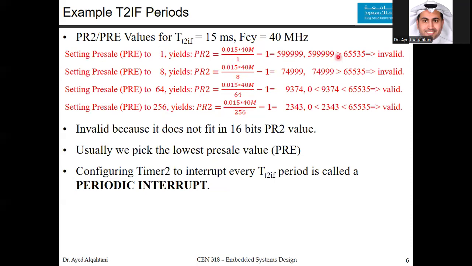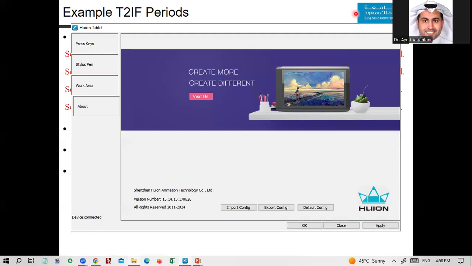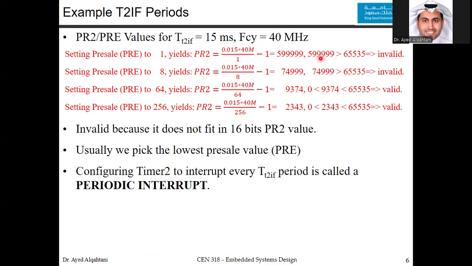And I know that this value is more than the maximum that timer 2 can handle, which is 2 to the power of 16 minus 1, 65,535. So this pre value, which is equal to 1, is invalid. I cannot represent this number in only a 16-bit register for the period. Remember, this is the value of the period register. So it's only going to be 16 bits. That's the maximum. I cannot represent this in 16 bits, so it's invalid.